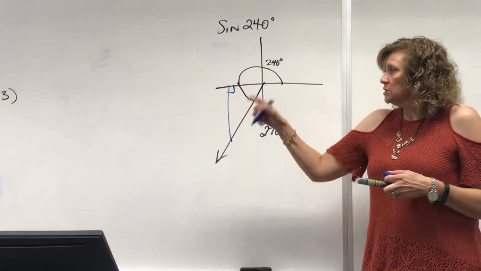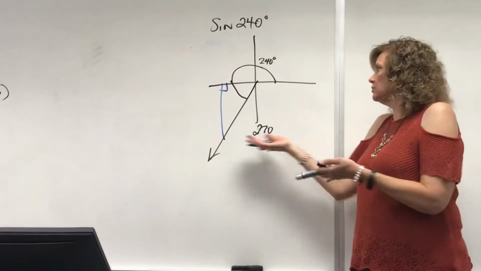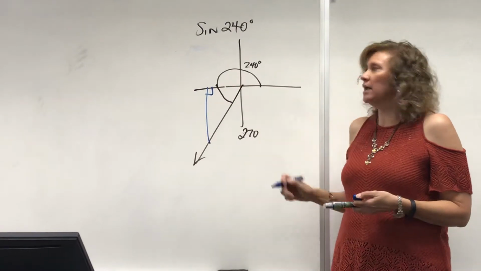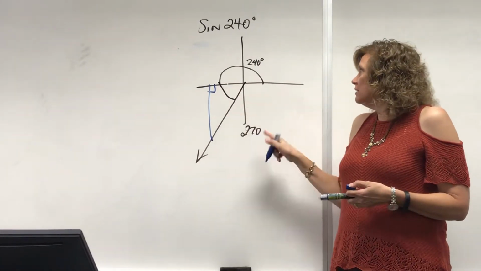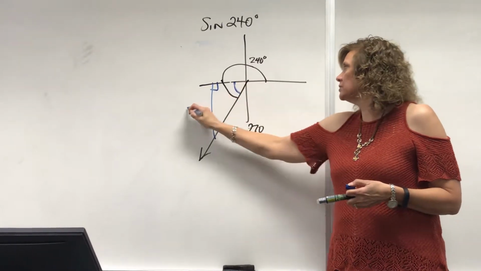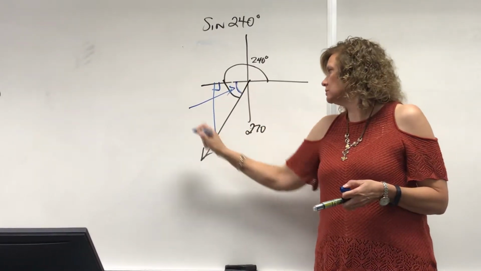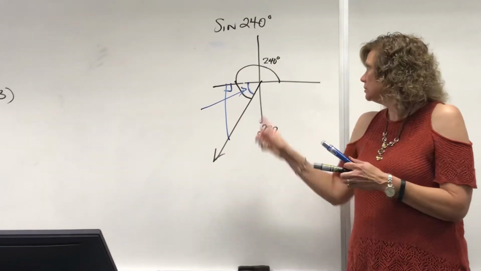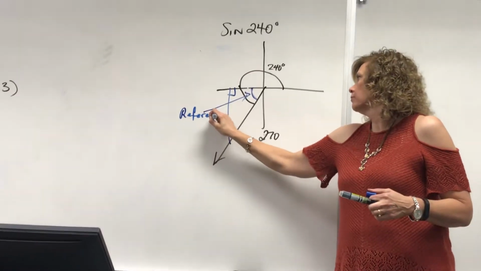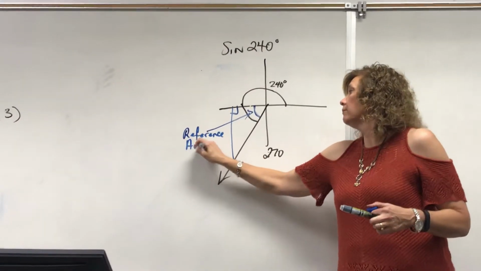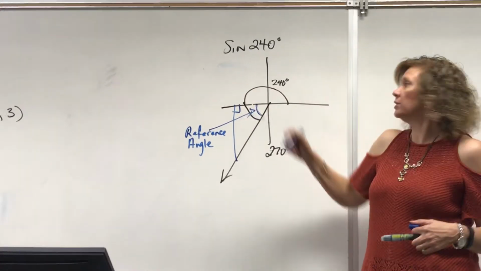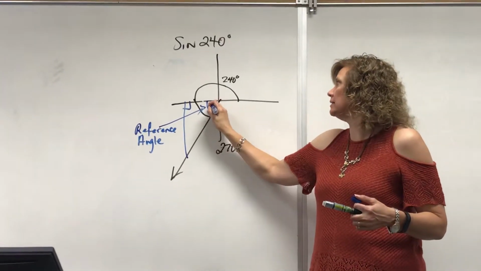In the first and second quadrant, we drop it down to the x-axis; in the third and fourth quadrant, we draw it up. Now we're going to utilize this triangle as a guide to figure out the sine of 240. This angle right here is the reference angle. If this is 240 degrees, how would you figure out the reference angle? 240 minus 180. It's just the difference between 240 and 180, and if you subtract, you get 60.